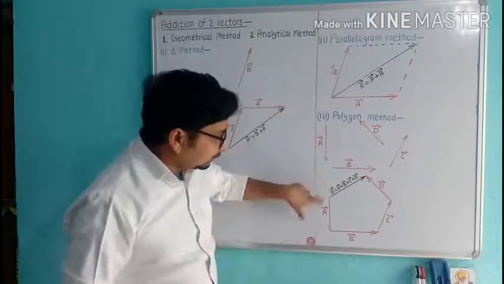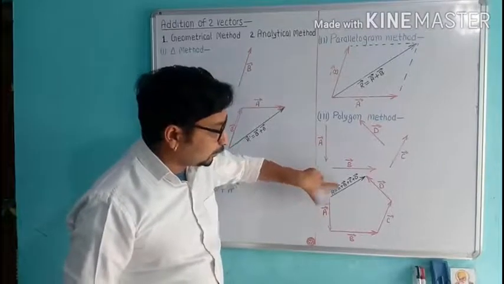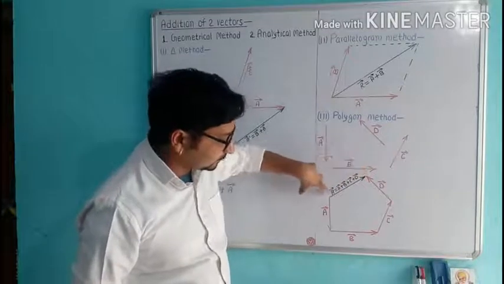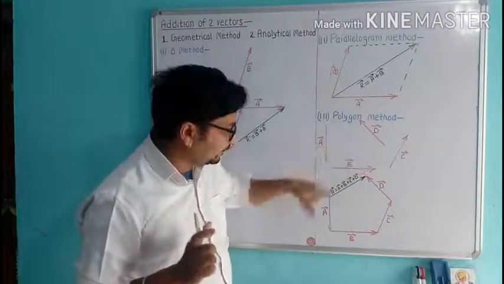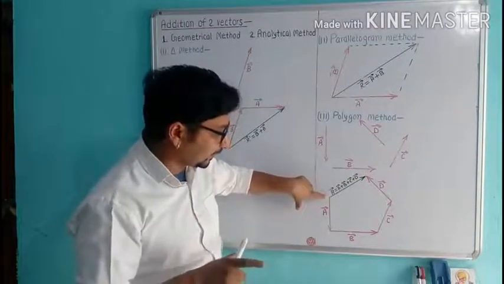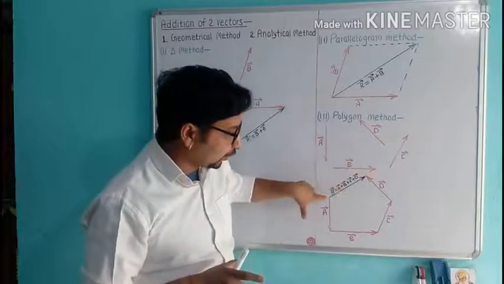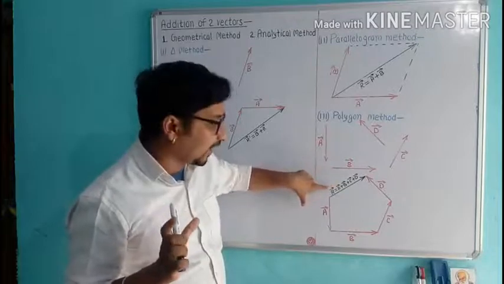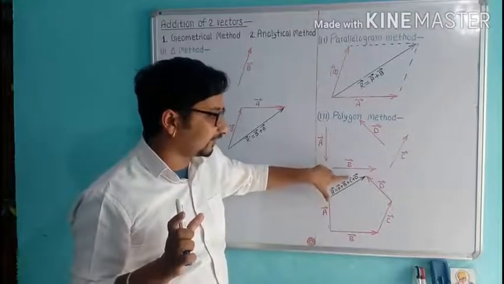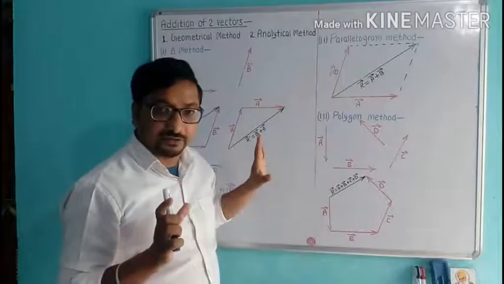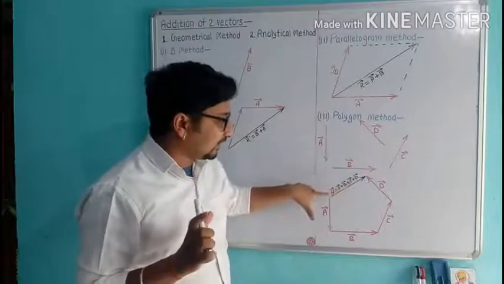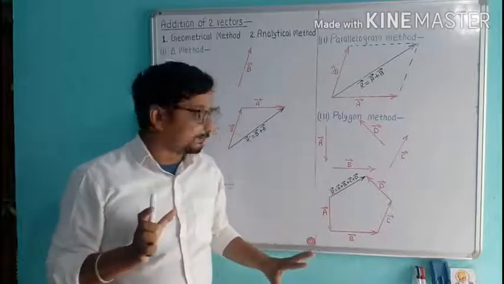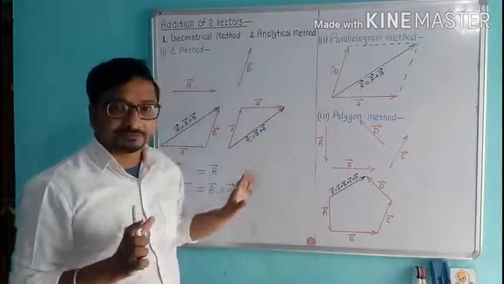Then draw a line from the tail of vector A to the head of vector D, which represents the resultant of these vectors. That is, vector R is equal to vector A plus vector B plus vector C plus vector D. This line is the resultant of the vectors. So this is the polygon method.